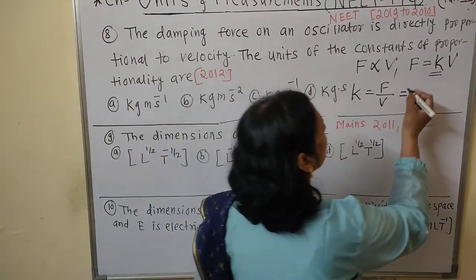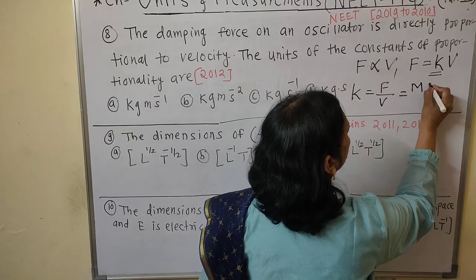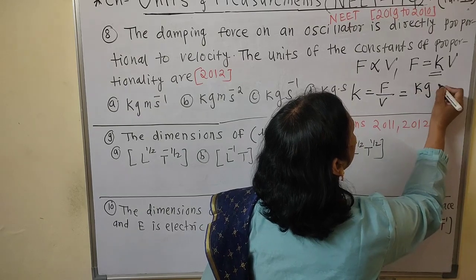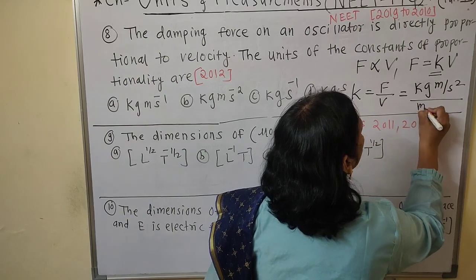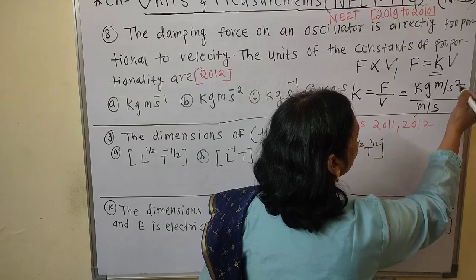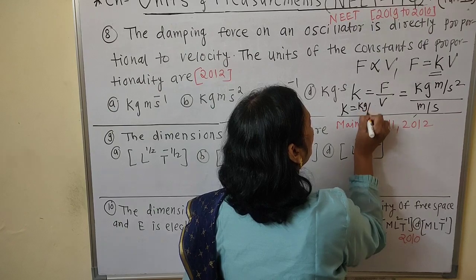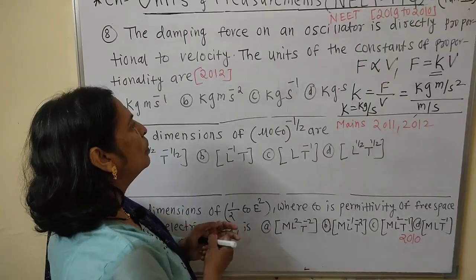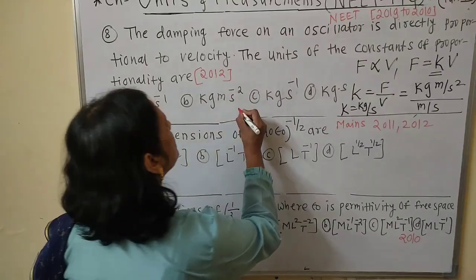F is nothing but mass into acceleration. Force is equal to mass into acceleration. Unit of mass is kilogram, and acceleration is meter per second square, and this velocity v has unit meter per second. Now this meter gets cancelled, and s square and this s get cancelled, and the unit of k is equal to kilogram per second, and kilogram per second is nothing but kilogram into second raised to inverse, and therefore the correct option is option C.